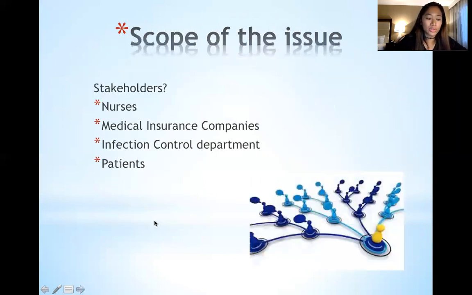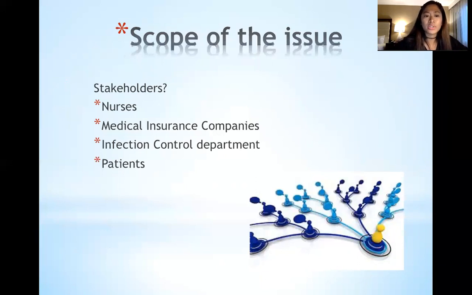So who are the stakeholders? Definitely the nurses, because they have the power to cause or prevent a hospital-acquired infection. Medical insurance companies and patients play into this factor because when patients do acquire a hospital infection, they are more likely to have to stay in the hospital for antibiotics longer than predicted. And sometimes the insurance companies can't pay for the length of stay, so a lot of the time patients may have to pay out of pocket, and this becomes very costly to them.